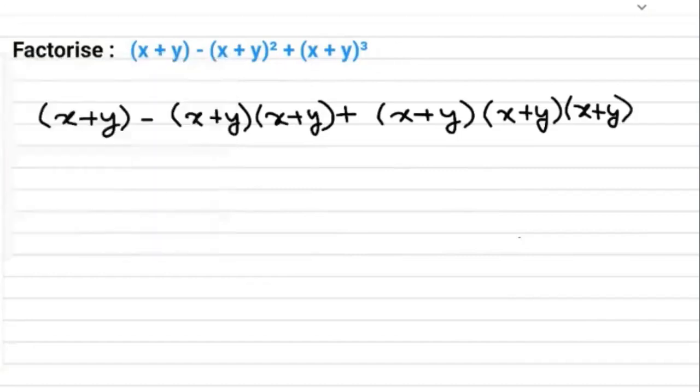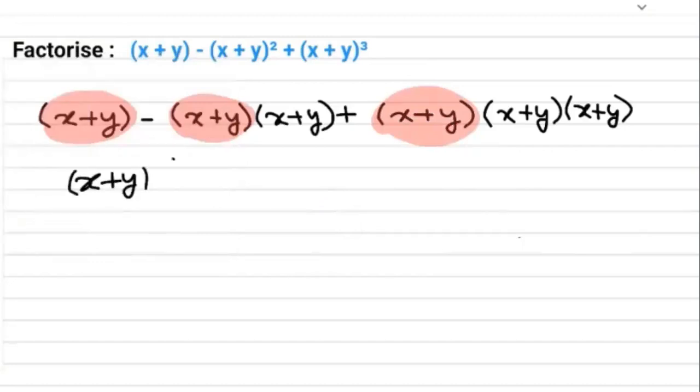Now in this, what is the expression which is common? x + y is common in all these 3 terms. So we are going to take x + y as common. So we have taken x + y as common. So what will be left?